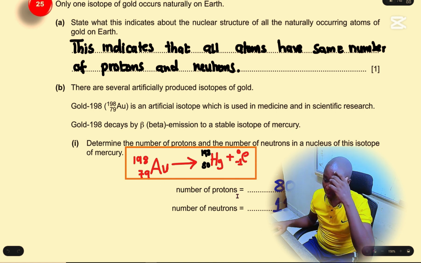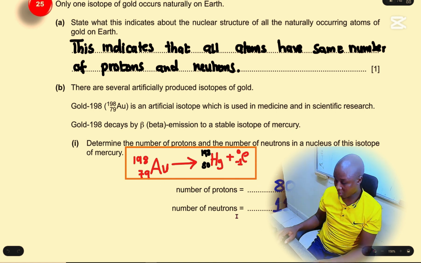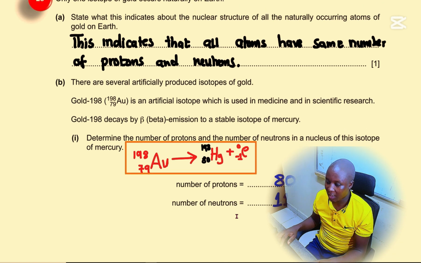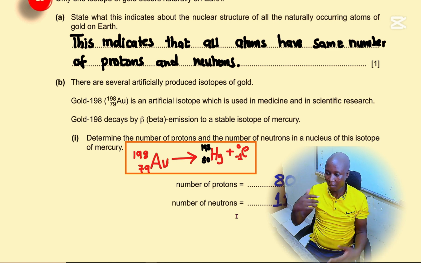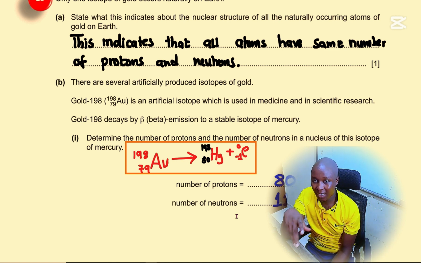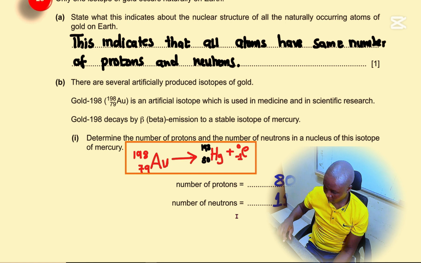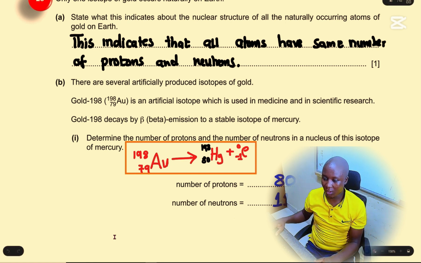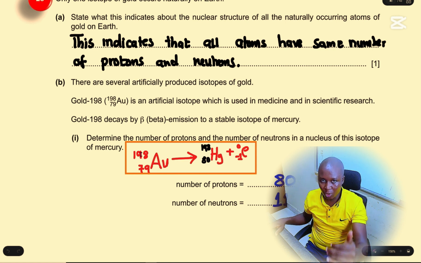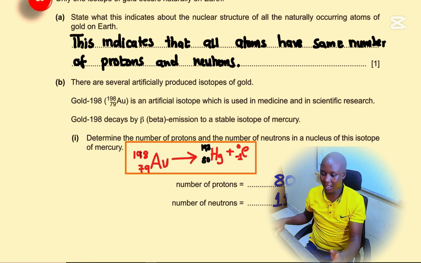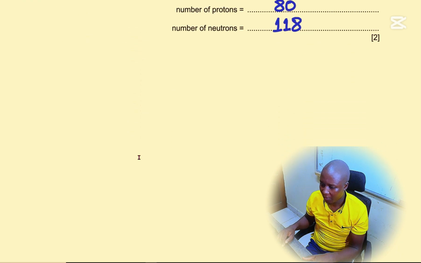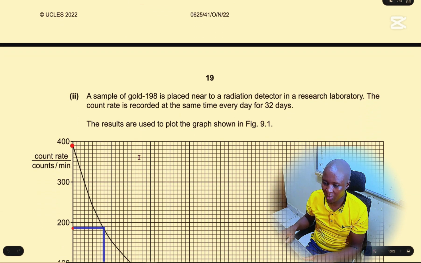So the number of protons in this case is 80, and the number of neutrons is 118. How do you get that? You take 198 minus the number of protons so that you can get the number of neutrons, because atomic number is equal to the number of protons, which is represented by the number on the subscript. Nucleon number, or mass number, is protons plus neutrons. So I believe you will remember that during your exam.